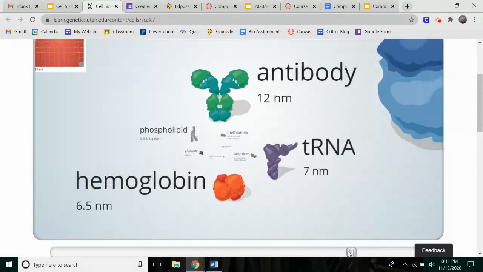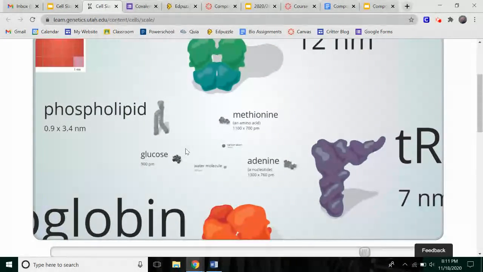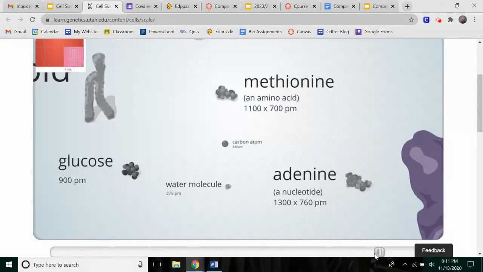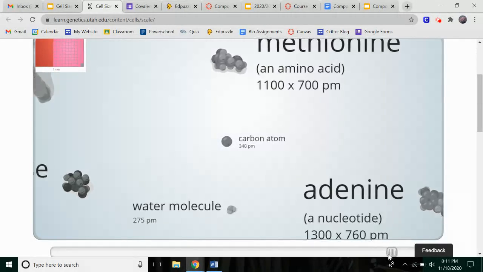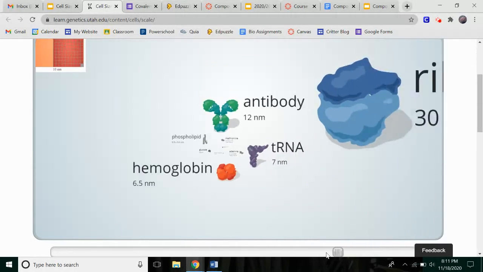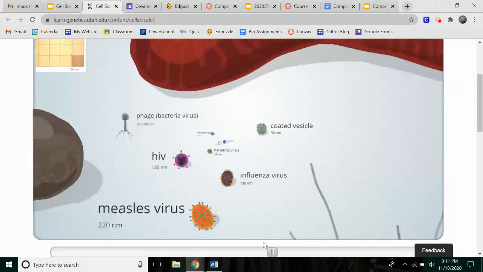And then if we keep zooming in, you can see a phospholipid. Remember, that's part of the phospholipid bilayer of the cell membrane. You can see glucose, which is a carbohydrate. You can see adenine, which is a type of nucleic acid, methionine, which is an amino acid, which is part of the protein category. And then if we keep zooming in, you can see a water molecule and even a carbon atom.